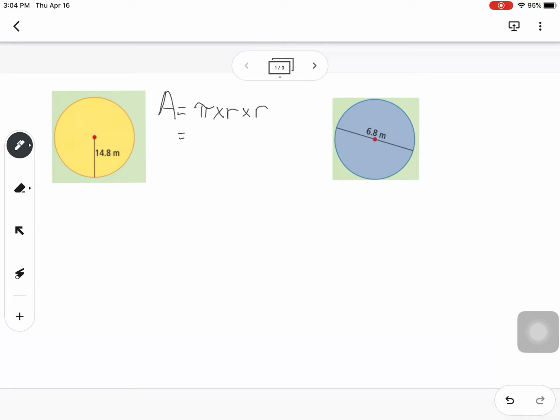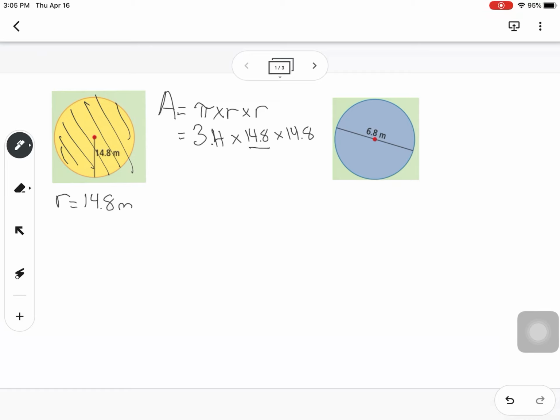So we all could determine the area of the circle, the space inside this circle, by using this formula, remembering that radius is equal to 14.8 meters. So pi, we all know what pi is, right? Yeah, that's right, 3.14 times radius, which is 14.8, times radius again, 14.8.